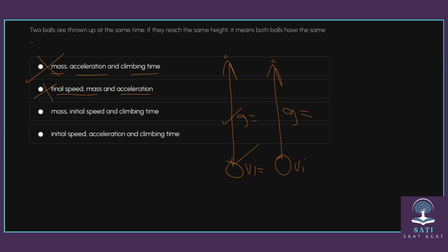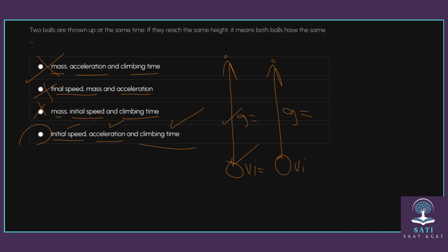Here, mass, I didn't care about it. So I have initial speed and time. Okay, time is okay, but I still have what? Acceleration. So here I have initial speed, acceleration, and also climbing time. So these three things are important because they affect these ones.